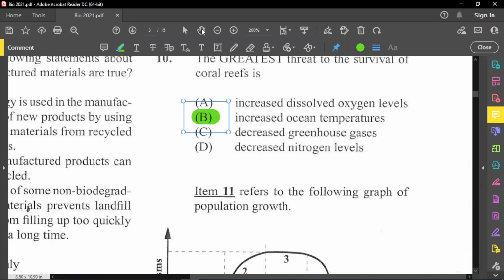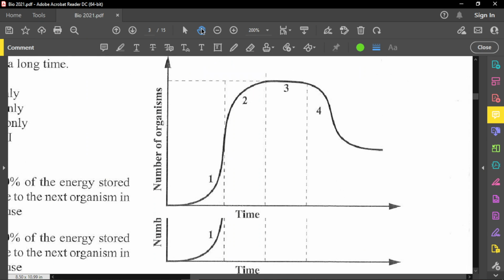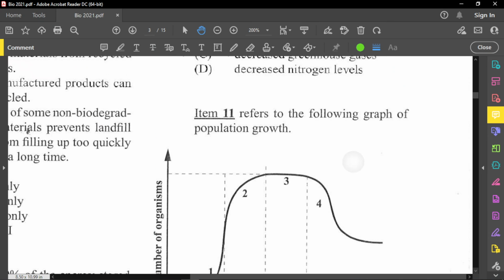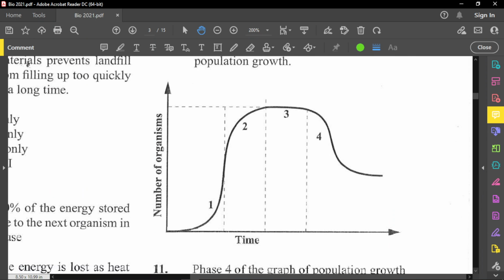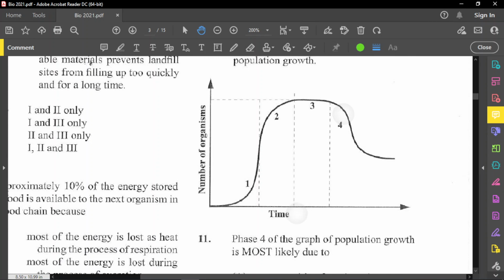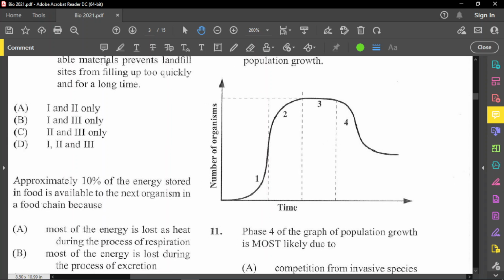And in question number 11, let's go up a little bit. Question number 11 refers to the following graph of population growth. All right, so let's get down into it a little bit. Let's zoom in. What I want to notice with this graph, you'll notice here on the y-axis you see number of organisms and you see time on the x-axis.